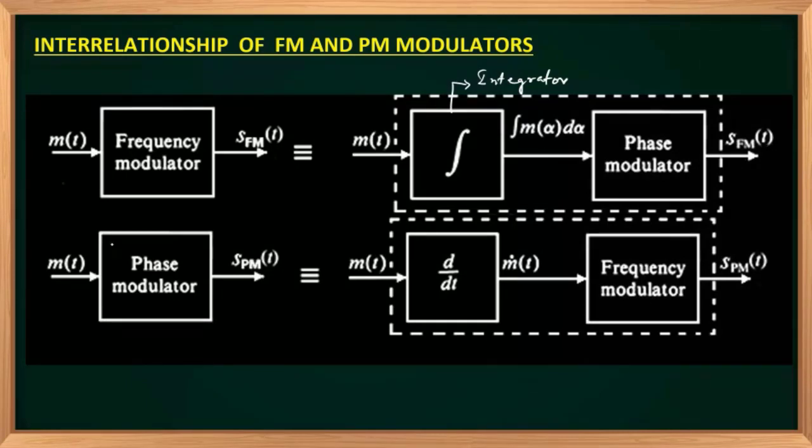Similarly, when you use a differentiator for the modulating signal and then a frequency modulator, we will get a PM wave. So a PM wave is generated using an FM modulator by the use of a differentiator.